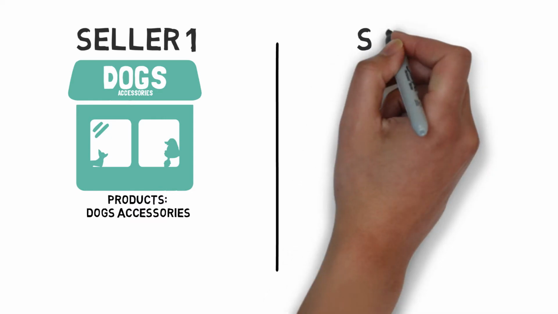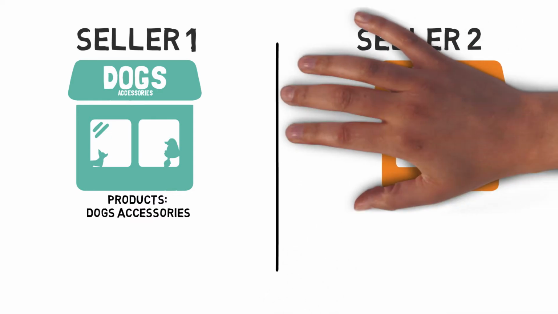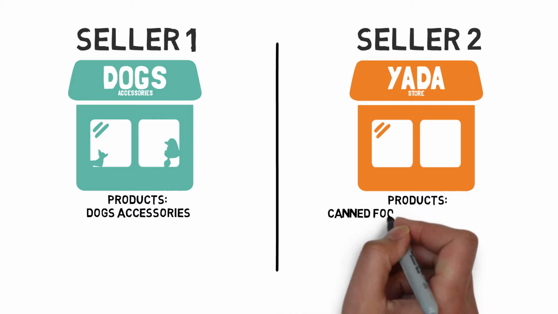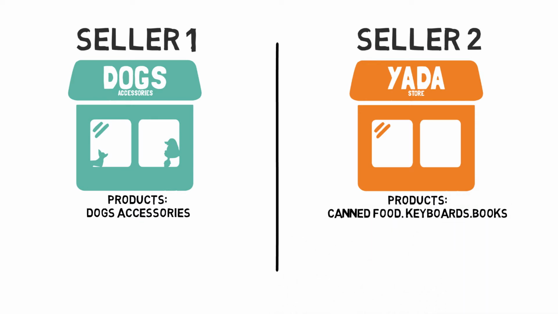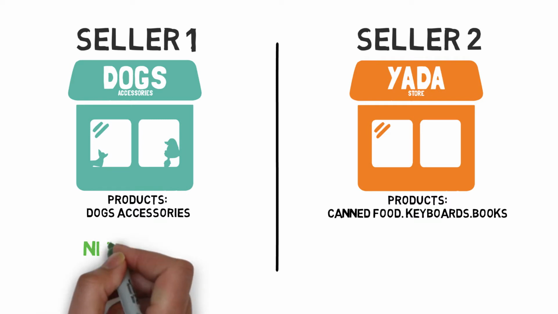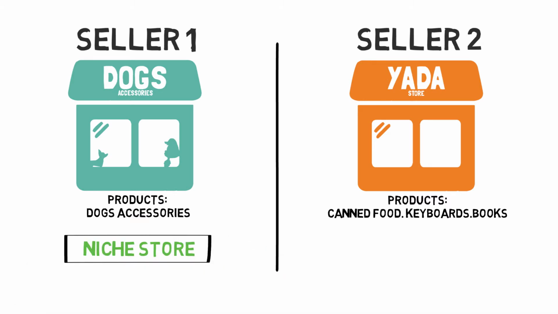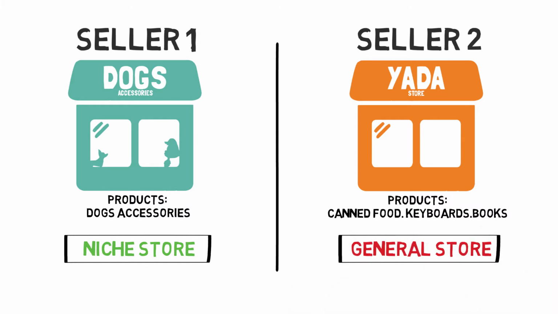But on the other hand, we have Seller 2. He sells whatever looks interesting to him. When you enter his store, you'll find a shelf for canned food, and on another shelf you'll find gaming keyboards and some financial books on the side stand. Now, which one of those sellers is a niche-based store and which one isn't? The answer is simple. Seller 1 is the perfect example of a niche store. The other guy is way too far from being a niche-based store. He's just another standard general store.